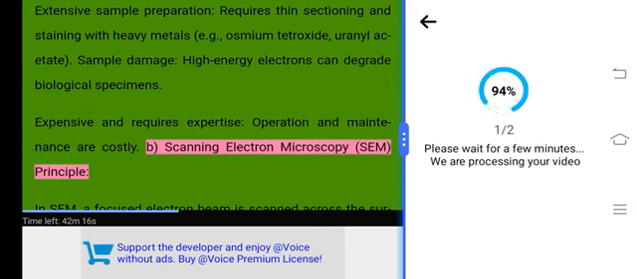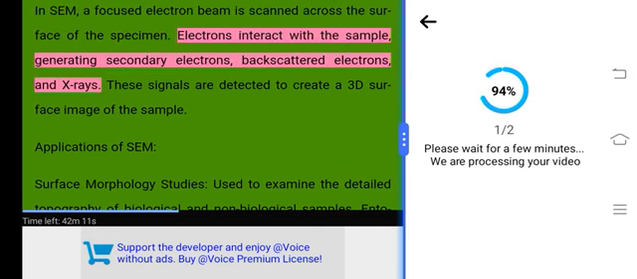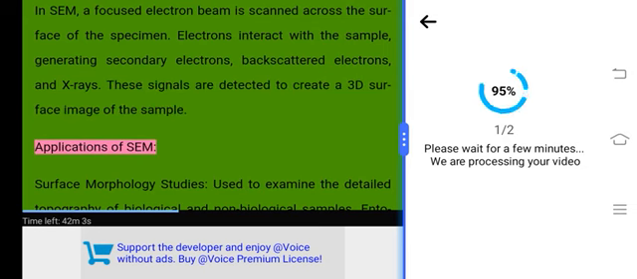B. Scanning electron microscopy (SEM) principle. In SEM, a focused electron beam is scanned across the surface of the specimen. Electrons interact with the sample, generating secondary electrons, backscattered electrons, and X-rays. These signals are detected to create a 3D surface image of the sample. Applications of SEM.